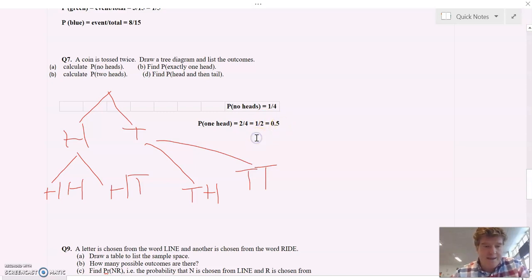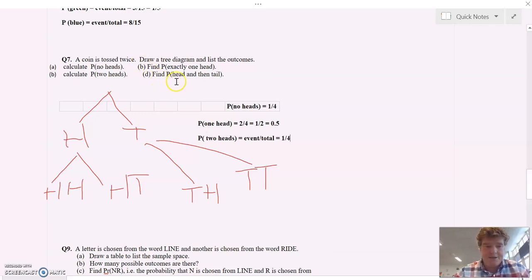So the next one is calculate the probability of 2 heads. I think you're probably getting the hang of this now. Probability of 2 heads. I'll just write the rule to remind us. Probability is the event that you're looking at divided by the total number of outcomes. So for 2 heads, there's 1 way that we get 2 heads out of the 4.